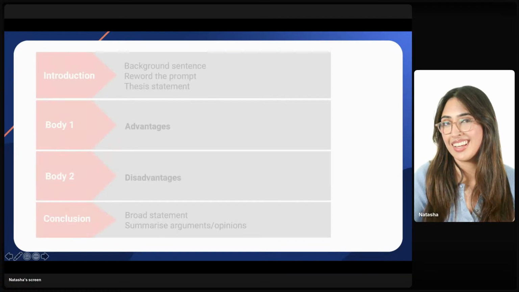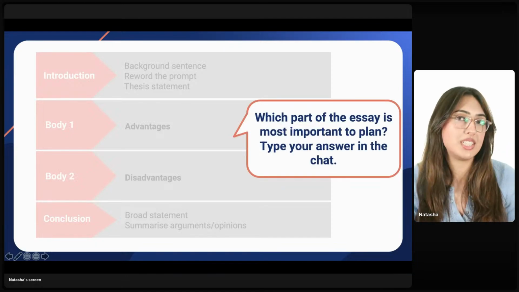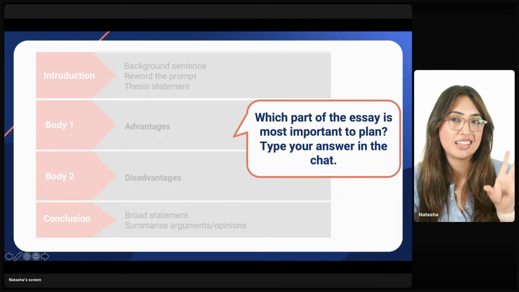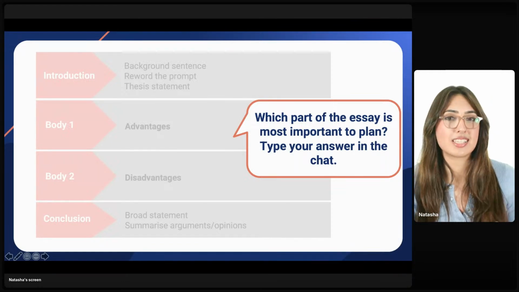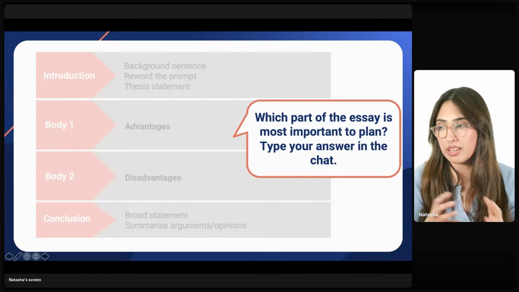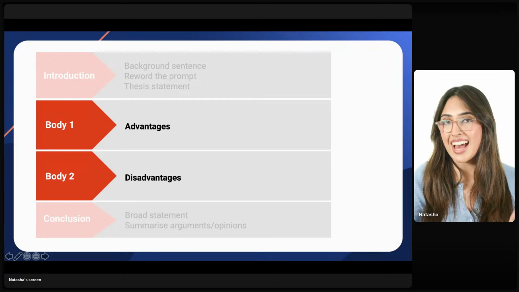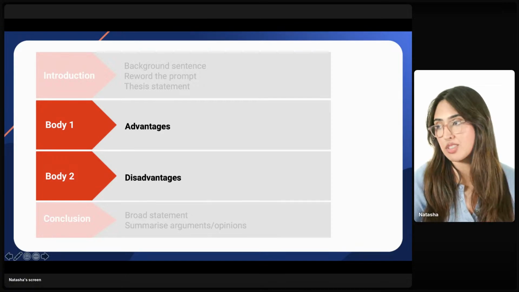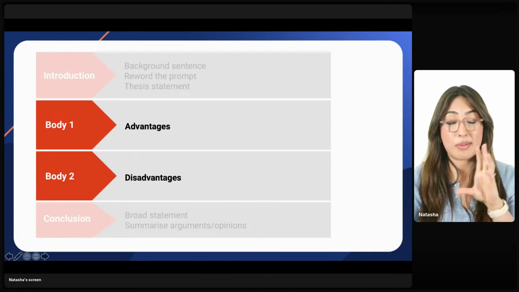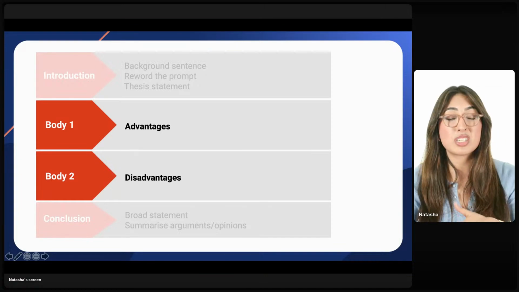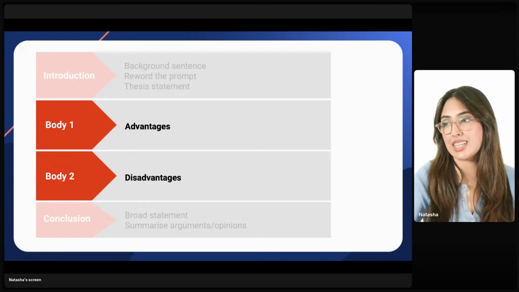Great. What do you think is the most important part of the essay to plan? Let us know in the chat right now what part of the essay is most important to plan. That is your body paragraphs, your 2 body paragraphs. You want to be efficient and plan this part because this is the most important part of your essay where most of your writing is going to happen.